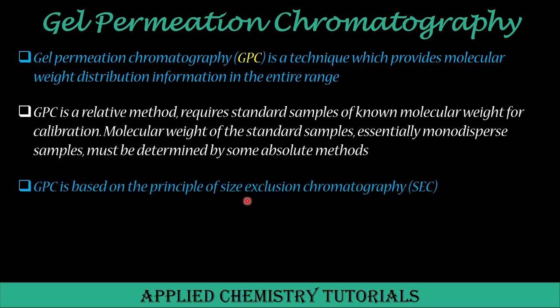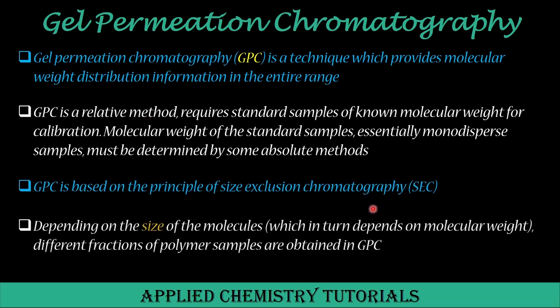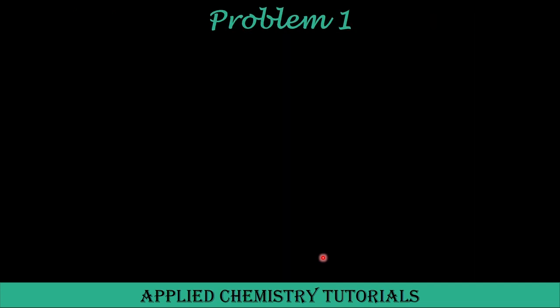GPC is based on the principle of size exclusion chromatography or SEC. Depending on the size of the molecules, which in turn depends on the molecular weight, different fractions of polymer samples are obtained in GPC. The concept of GPC and how to calibrate the GPC data and also how to calculate the polymer molecular weight utilizing the GPC data, all these things we will discuss in our next video.